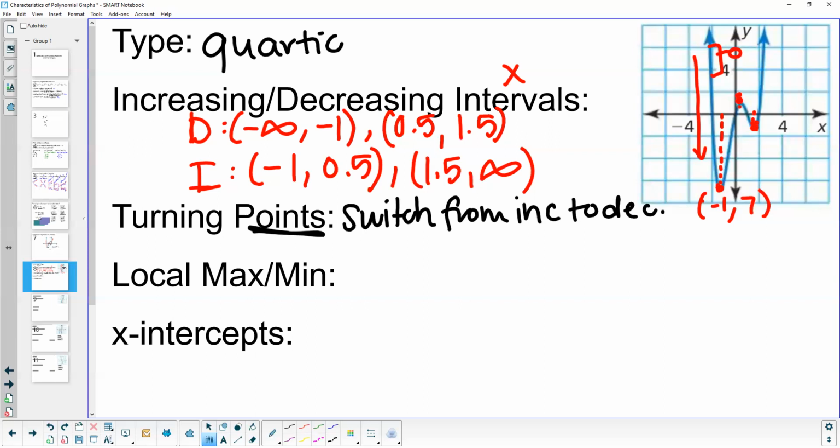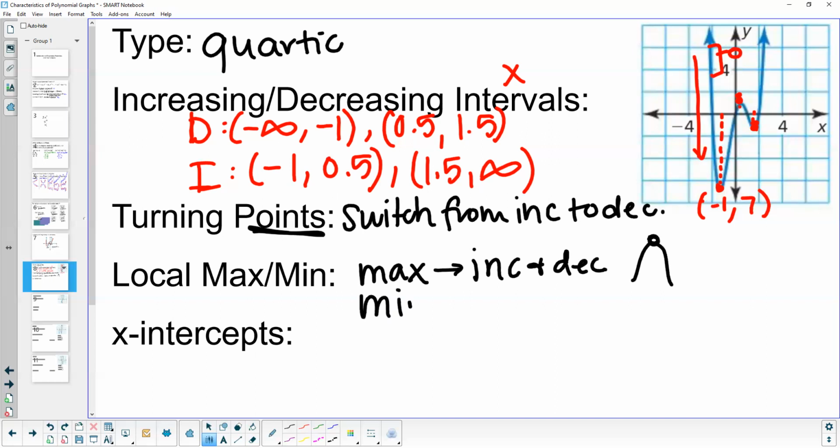Now local maximums and minimums are related to our turning points. Our maximums and minimums are dependent on where the turning point is. It is considered a maximum value if it's between an increase and a decrease, in that order. So we're increasing and then it goes to a decrease. It's going to look something like this. That's our local maximum. A minimum, on the other hand, is going to be between a decrease and an increase. So it's going to be down at the bottom. And that seems to make sense, right? A maximum is at the top, a minimum's at the bottom.